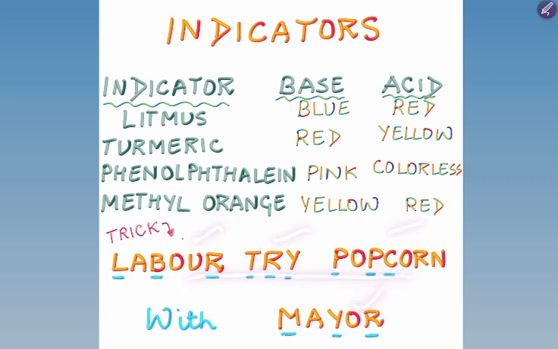That's all. Now before proceeding further, you will always keep it in mind that first you will write base and then acid. Please do not do the opposite. First base and then acid. Now let us go for this trick.